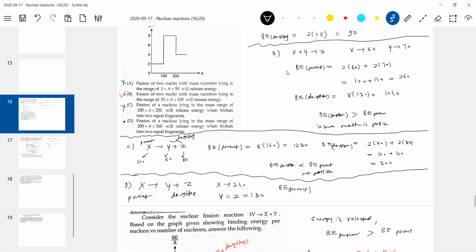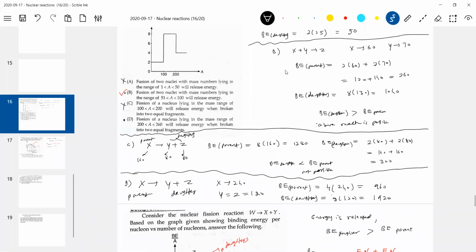Now let's calculate the binding energy of the parent. The graph is needed for me. For 240, the binding energy per nucleon is 4. So 4 into 240 is 960. Binding energy of the daughters: 120 will be at 8, so 8 into 240, which is 1920. If you see, this is greater.